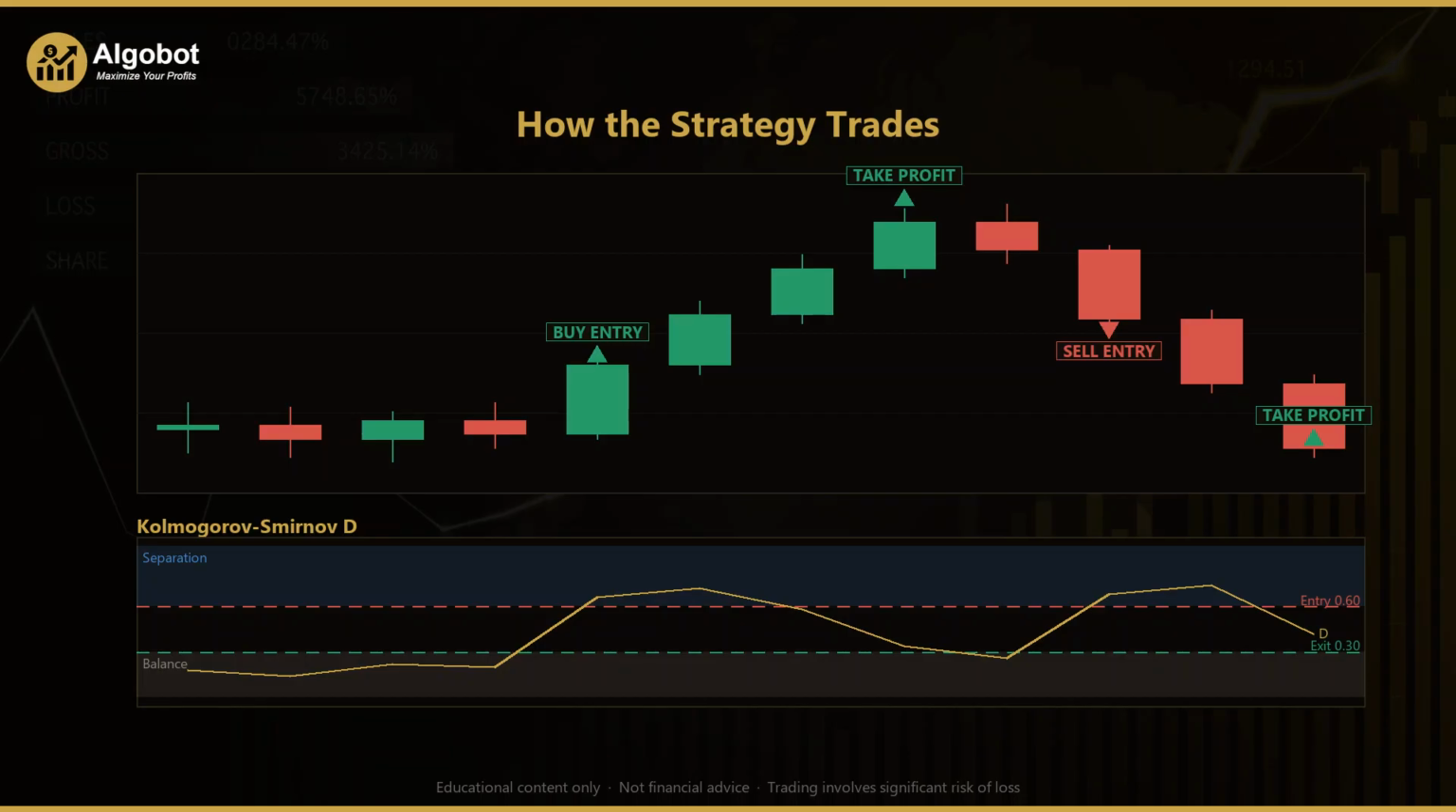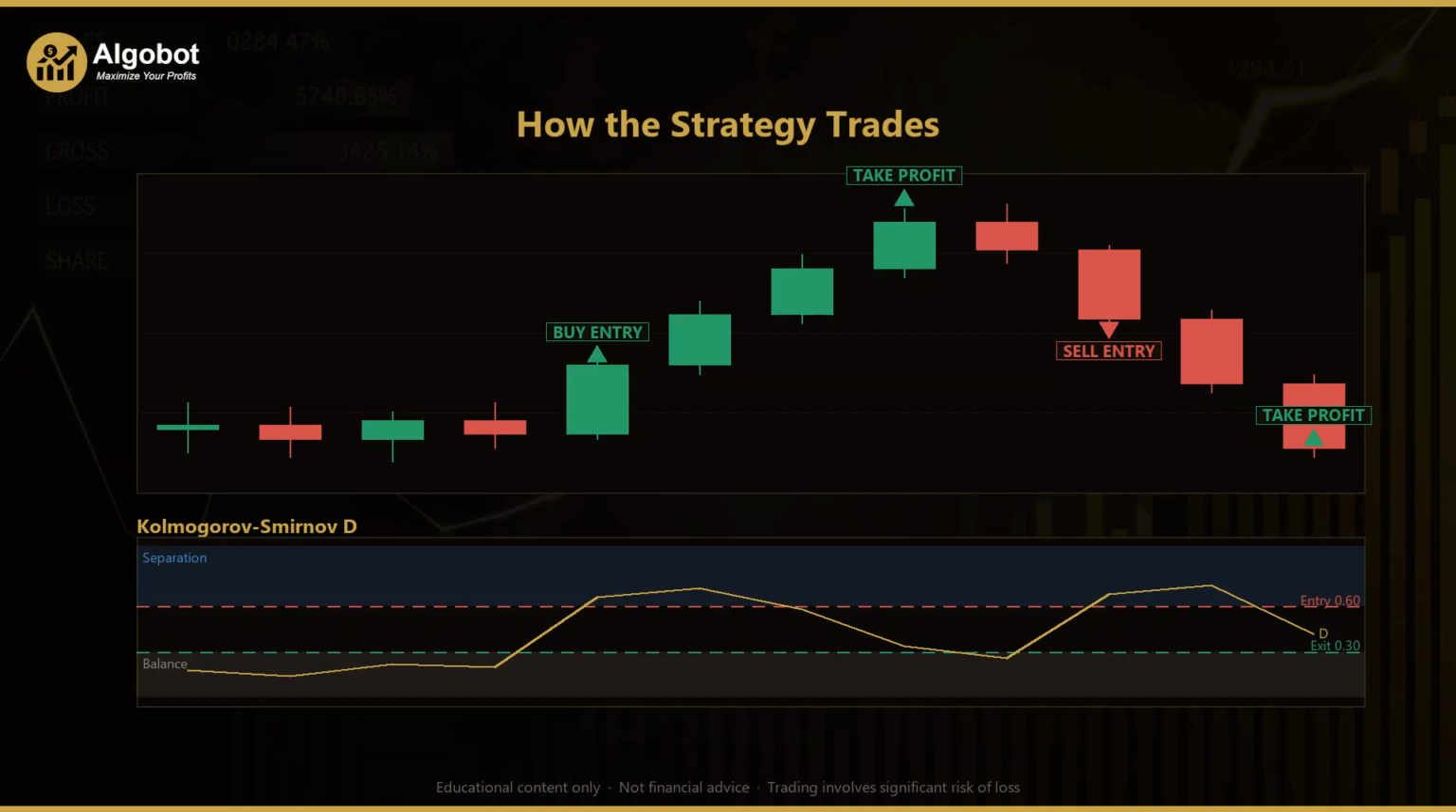Step back and see the rhythm. Balance keeps D low. A genuine relocation of price lifts D through the entry line, and the mean shift decides long or short. A protective stop and an ATR target bracket every trade. And if D ever collapses back below the exit line before the target is met, the dissipation rule closes the position because the breakout has faded.